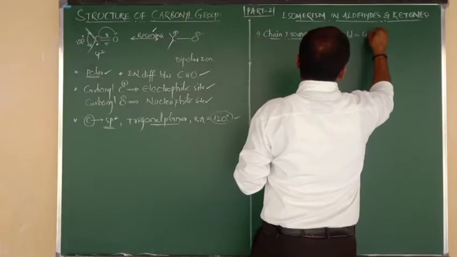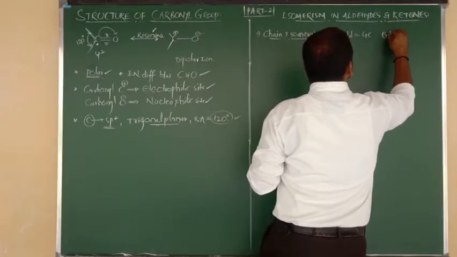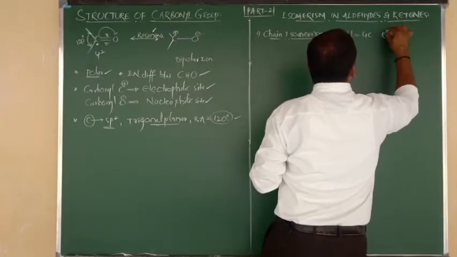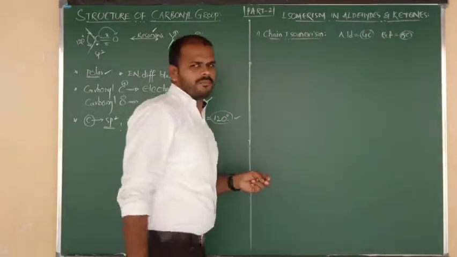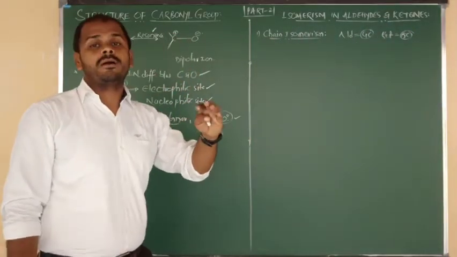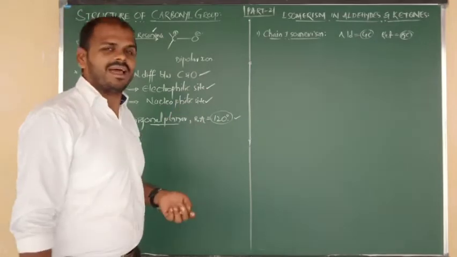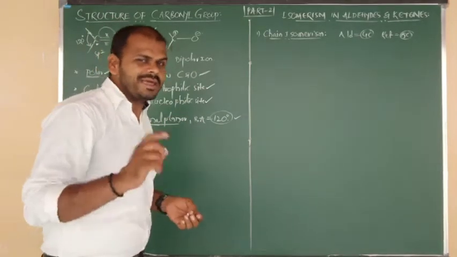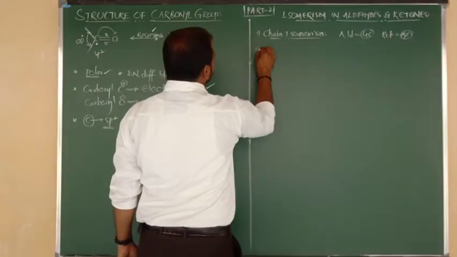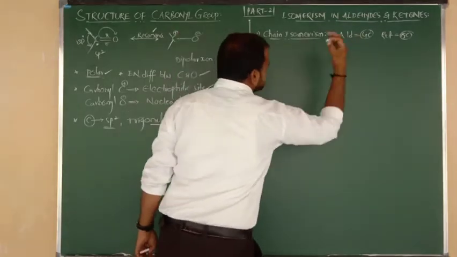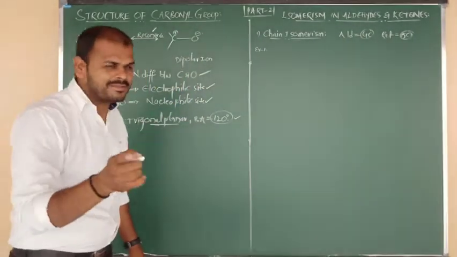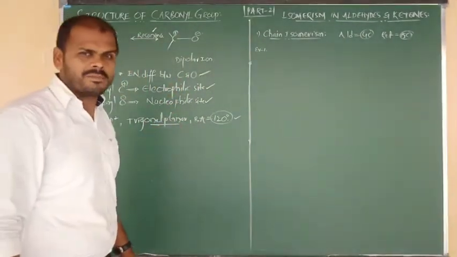Aldehydes with minimum 4 carbon and ketones with minimum 5 carbon exhibit what beta? Chain isomerism. Let me consider one example for chain isomerism. The first topic is aldehyde. So minimum how many carbons did I tell you here? 4 carbon, beta.